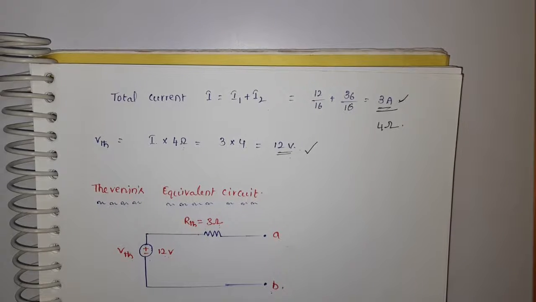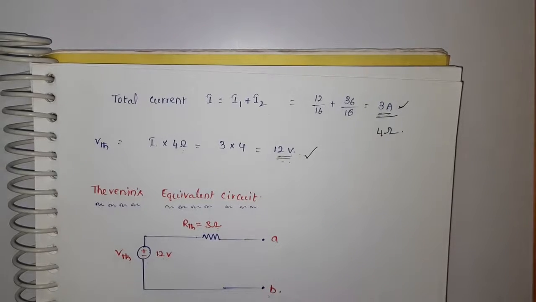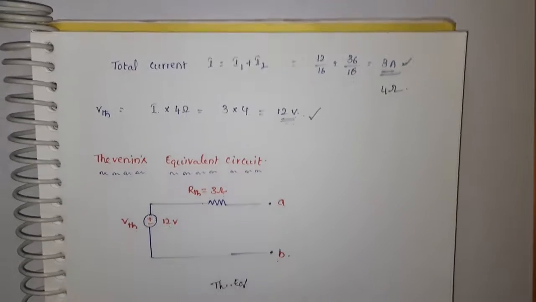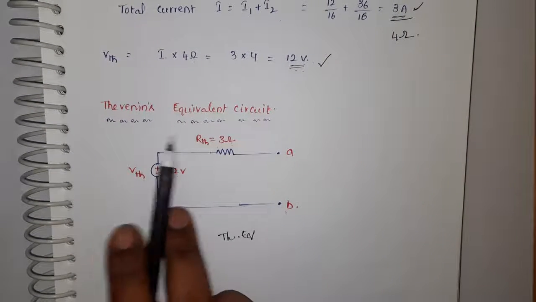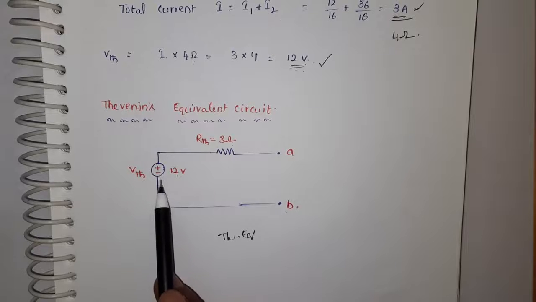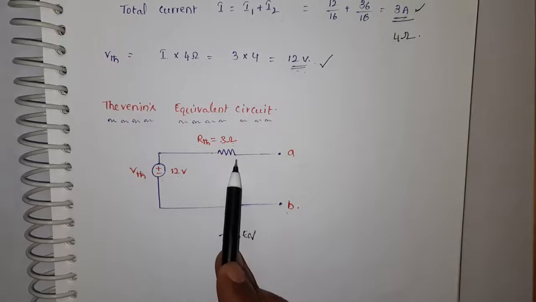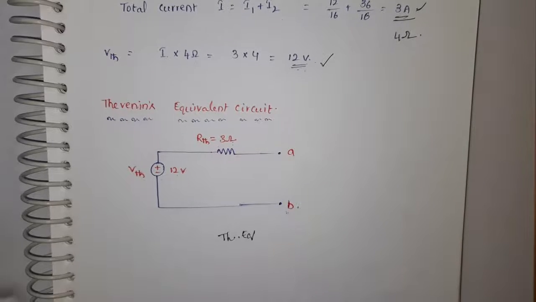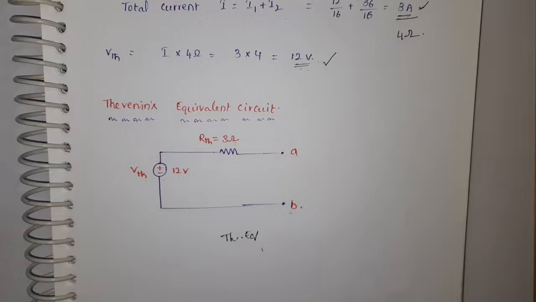So we have got 12 volt as Thevenin's voltage, and we have got 3 ohm as Thevenin's equivalent resistance. So the equivalent Thevenin's circuit is VTH 12 volt in series with RTH 3 ohm across terminals AB. This is the Thevenin's equivalent circuit of the problem.